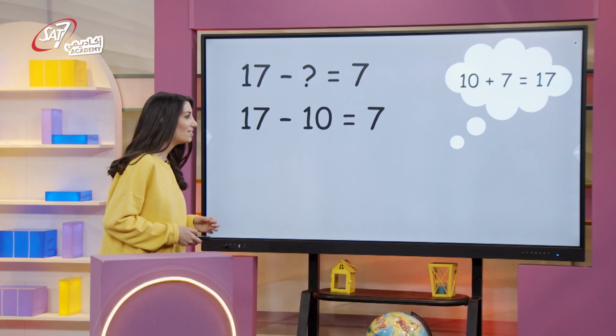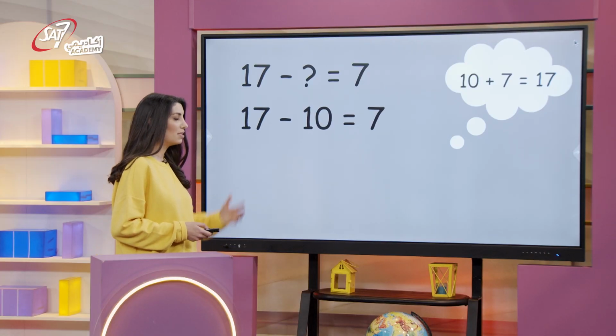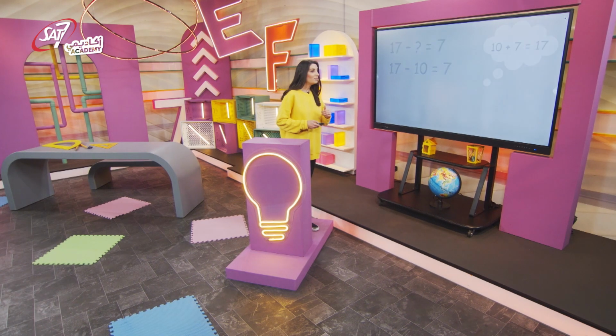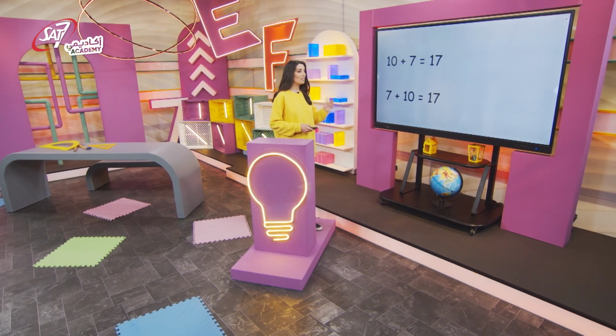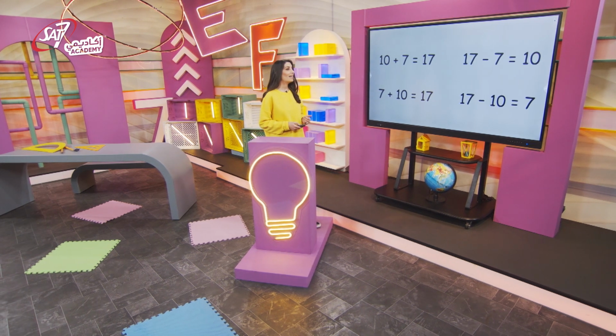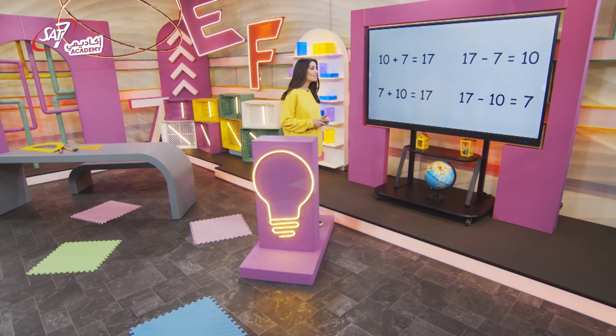Did you notice what I did? I can subtract by adding in my head. Subtraction and addition are related. 10 plus 7 is 17. 7 plus 10 is 17. 17 minus 7 is 10, and 17 minus 10 is 7.